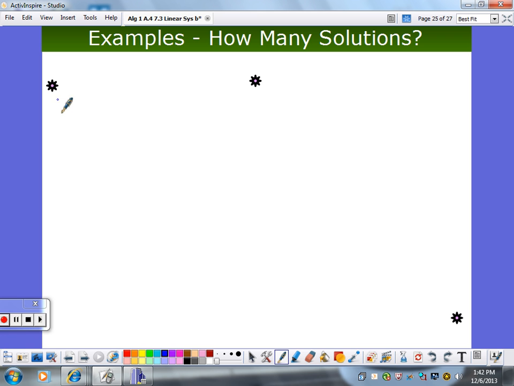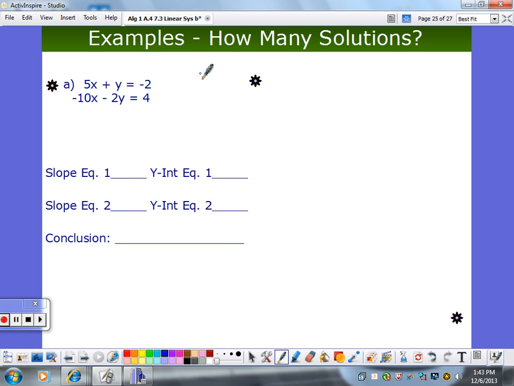Okay, so, how much time do we have here? Okay, we have a couple minutes. So if I want to know how many solutions, what's the slope of this? Well, let me put it in y equals mx plus b form. What's the slope of the first equation? And what's the y-intercept?